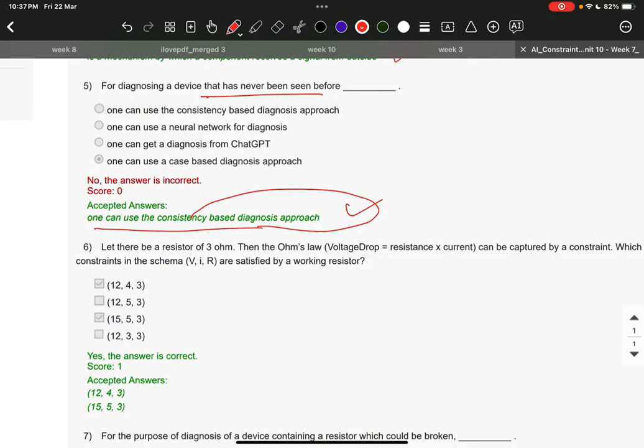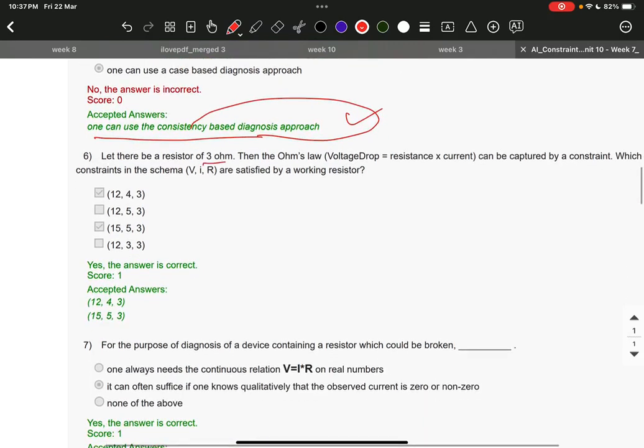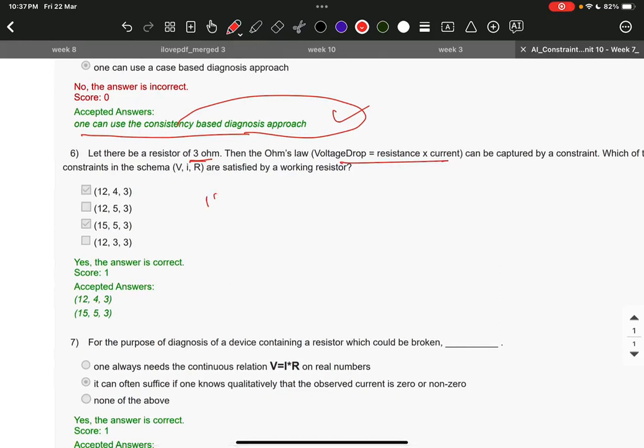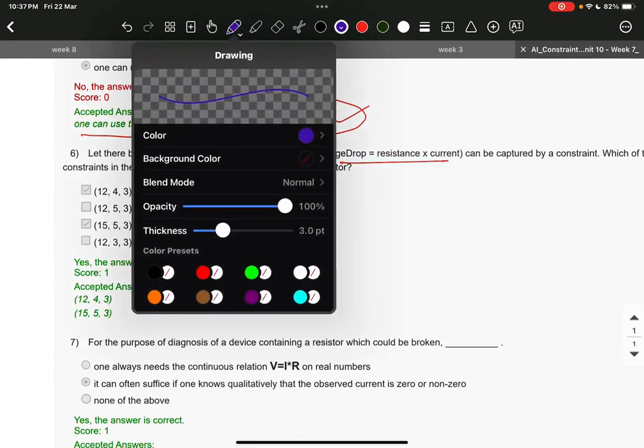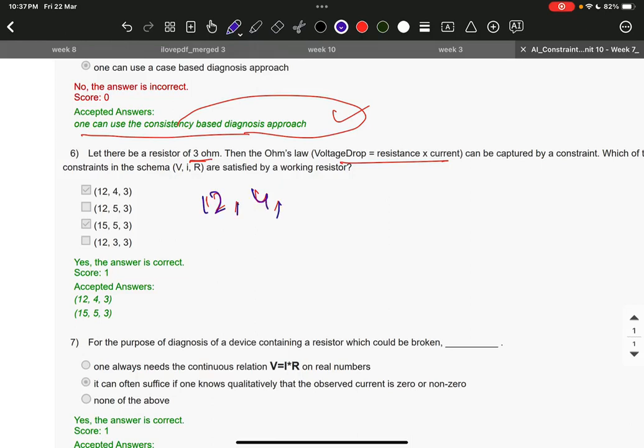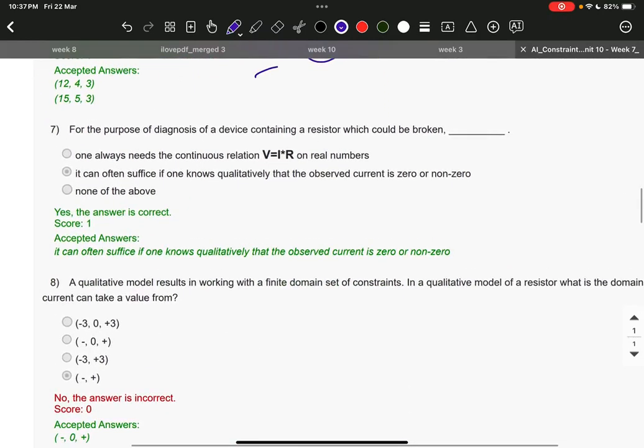Over here, let there be a resistor of 3 ohms, and voltage drop equals current into resistance. Then what would be the options? 12, 4, 3: 4 into 3 is 12, so this is an option. 15, 5, 3: 5 into 3 is 15, so this is also an option. I'm not going into the physics of it. Now for diagnosis of a device containing a resistor which could be broken, it suffices to know qualitatively whether the observed current is 0 or non-zero.